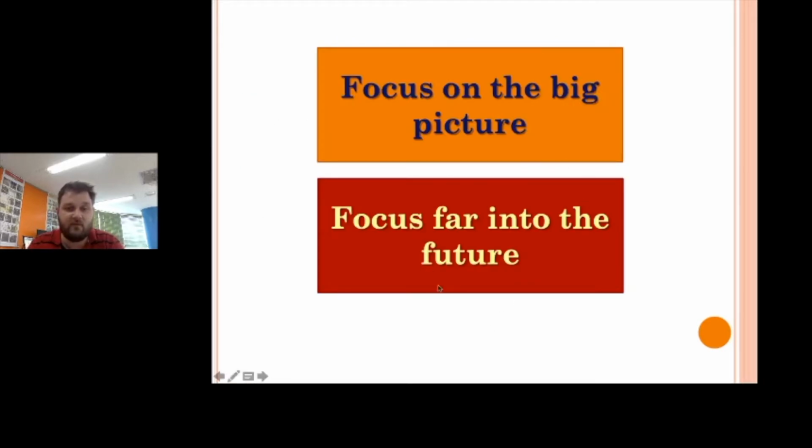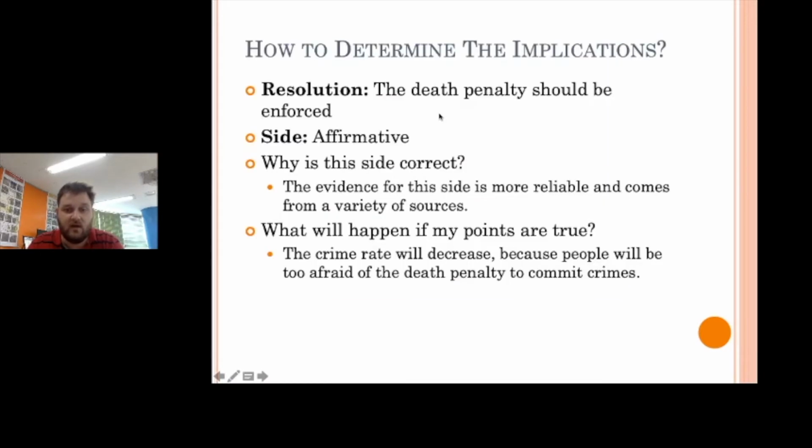This is me focusing far into the future and focusing on the big picture. So the big picture being that when someone commits a crime, it goes over the news, and if it says the person who committed murder will be sentenced to death next month, that will be front page headlines, it will be on news bulletins, it will be all over SNS. Therefore, people will be scared to commit these crimes in the future because they don't want to die.